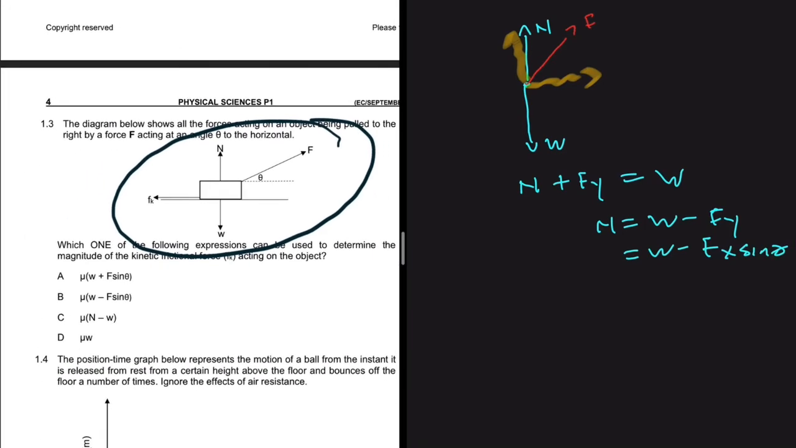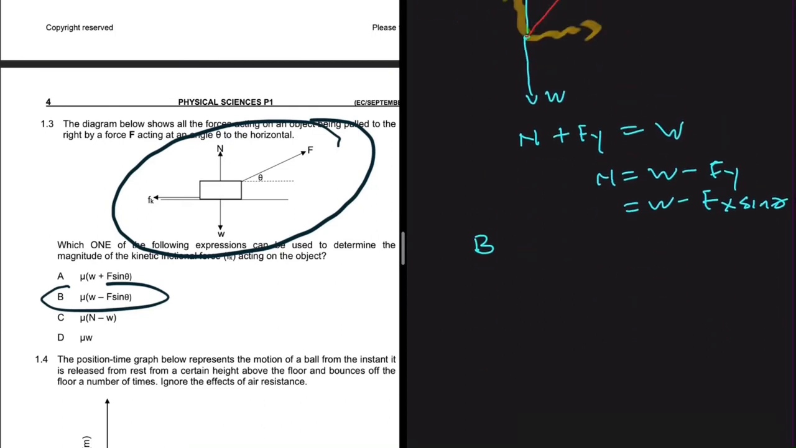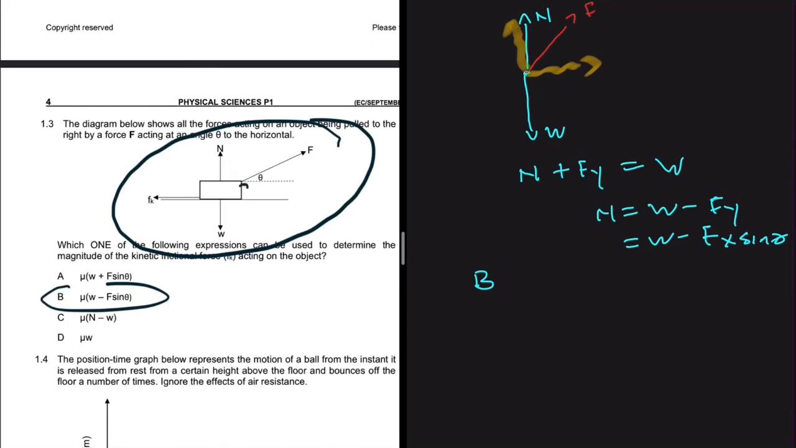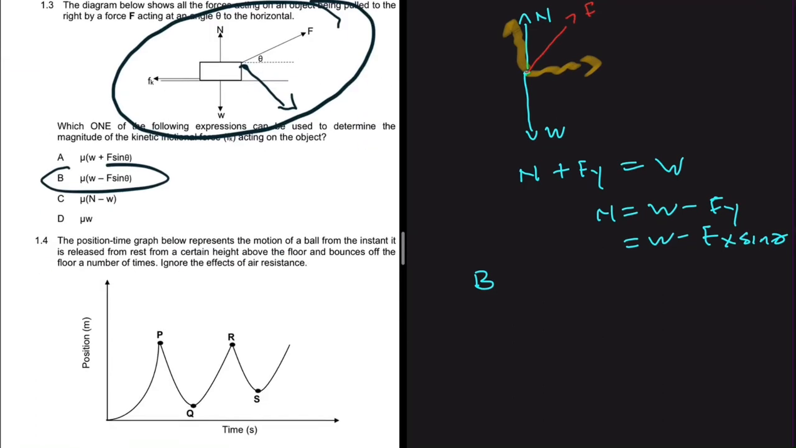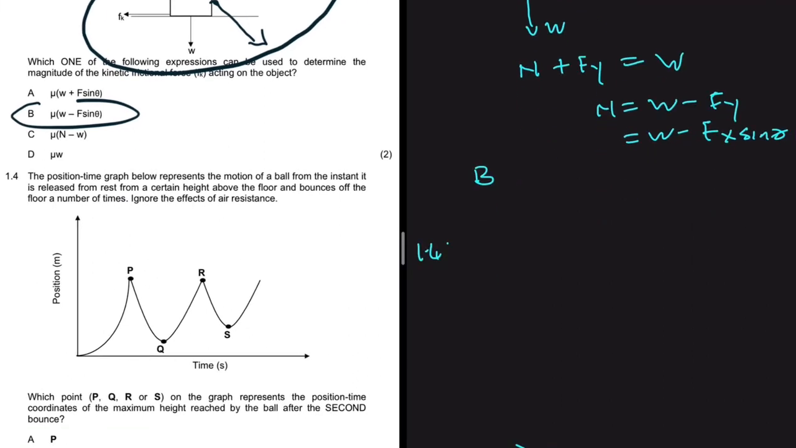And which option is that in our options? So we have the weight minus the force. So that is clearly option B, right? So the answer for 1.3 is definitely B, right? But then what happens if the force is acting down and not acting up? Story for another day.